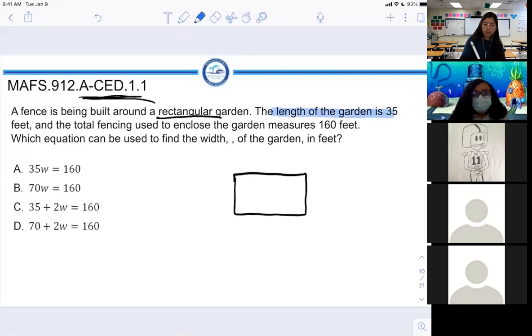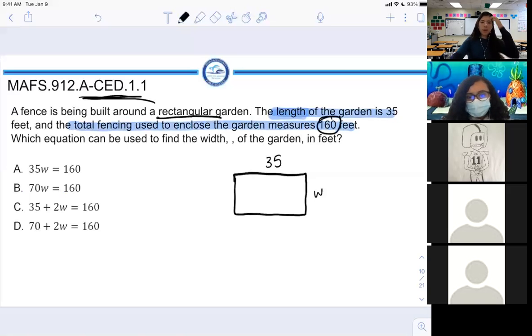We know that the total fencing measures 160. But what do we not know? The width. We know the length, but we don't know the width, sorry. So the length is 35. The width, we don't know. That's W. And 160, what is that? Is that my area? Is that my perimeter? Is that the volume? What is that?